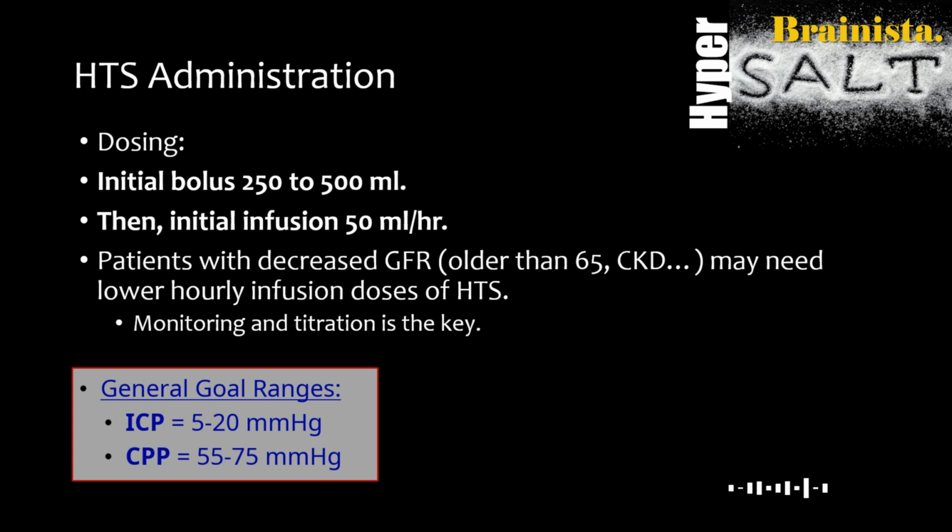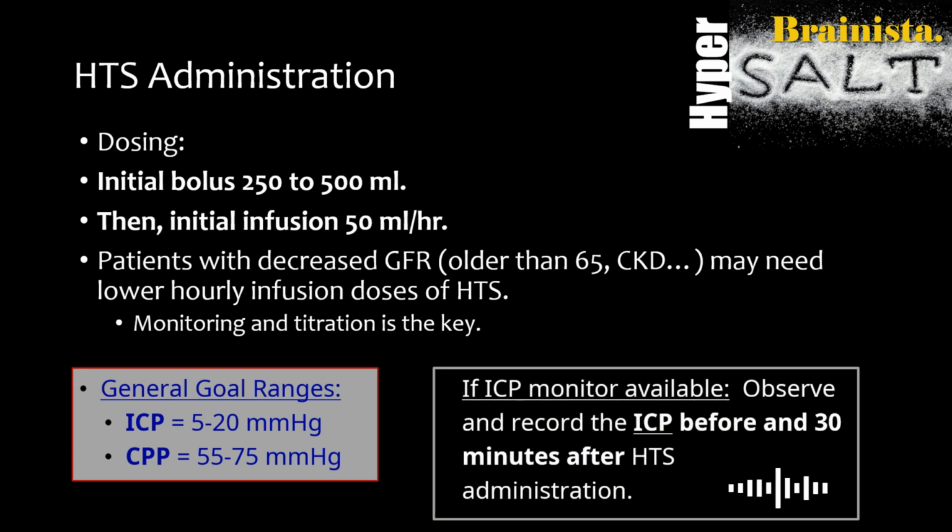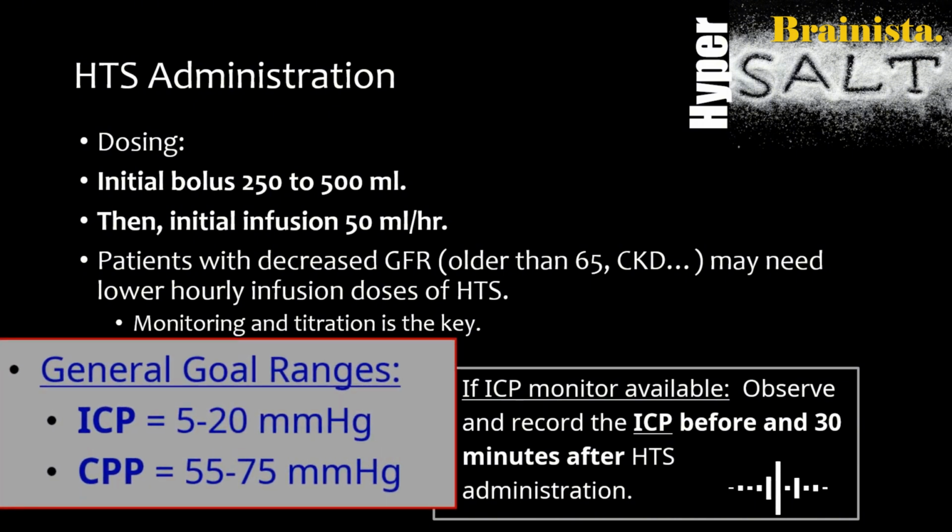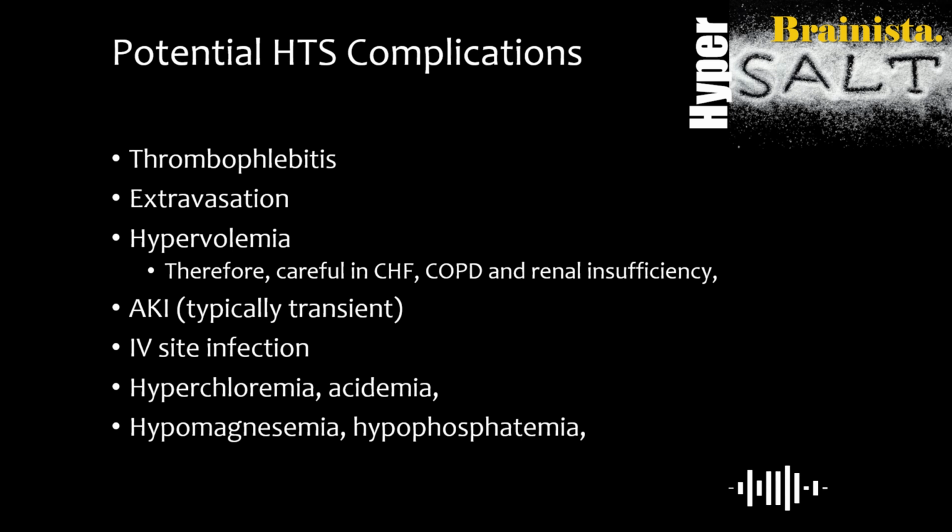General goal ranges are an ICP target between 5 and 20 millimeters of mercury, and a CPP of 55 to 75 millimeters of mercury. If an ICP monitor is available, then observe and record the ICP before and 30 minutes after hypertonic saline administration. Either way, monitor and observe the neurologic exam, including GCS and pupils. Some side effects include thrombophlebitis, extravasation, hypervolemia, therefore be careful in CHF, COPD and renal insufficiency. Also AKI, which is typically transient. Others include IV site infection, hyperchloremia, acidemia, hypomagnesemia, and hypophosphatemia.